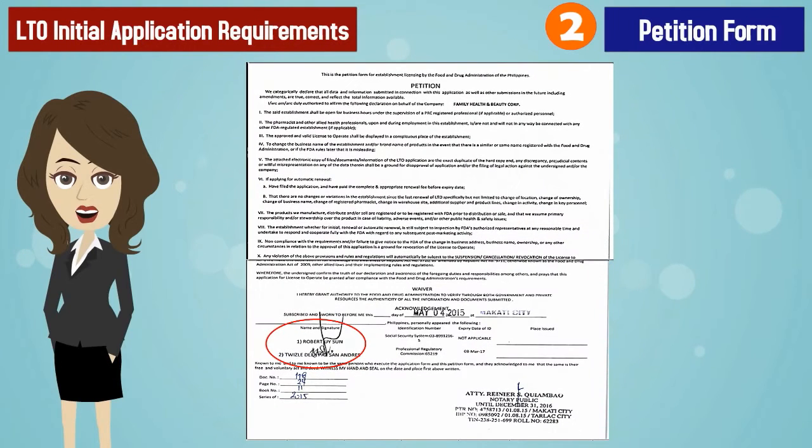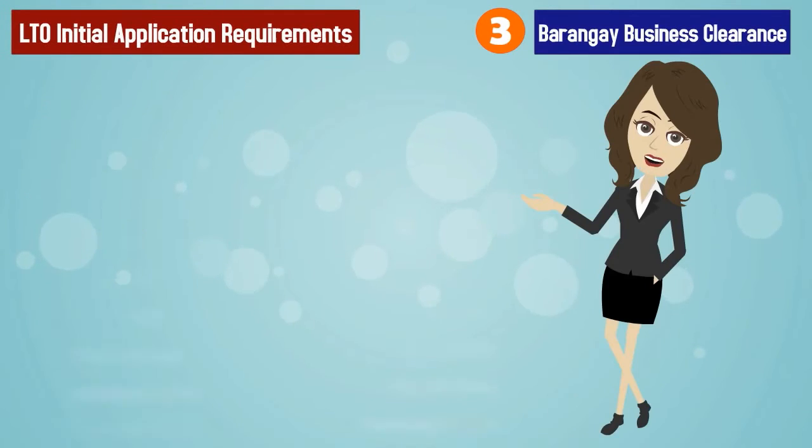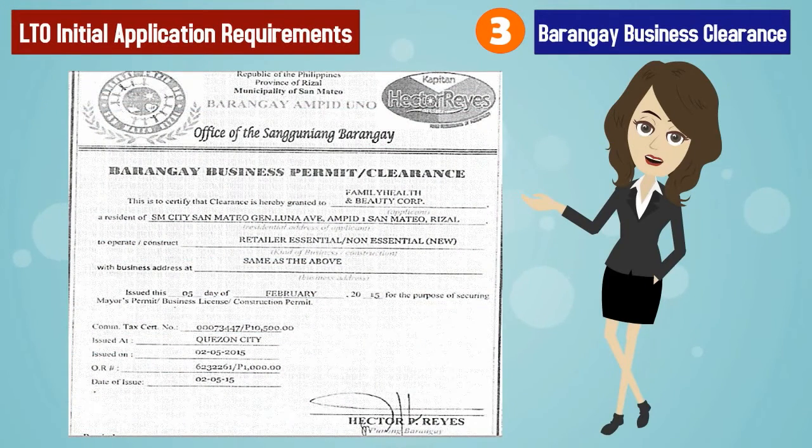Second initial application document is the petition form. This will be signed by the approving authority and pharmacist. The pharmacist is also responsible for notarizing the form. The barangay business clearance is the third requirement for initial application.